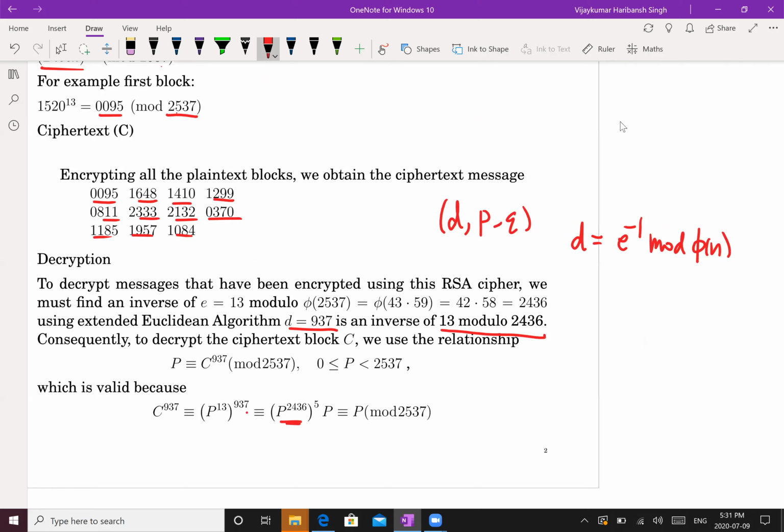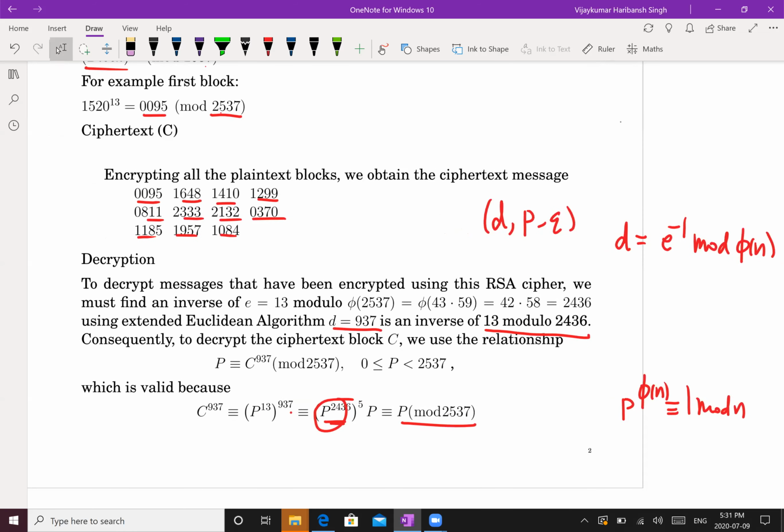But we already know that P to the power phi of N is congruent to 1 mod N, right? So this is 1 mod N, so this will become P mod 2537. So this is how the decryption is done.